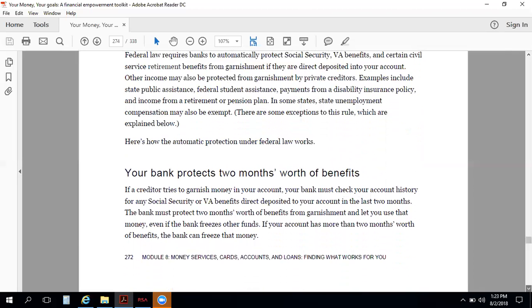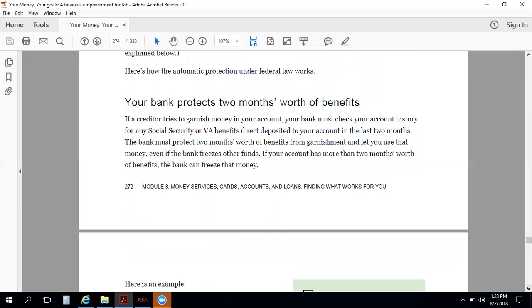The way that it works is the bank protects 2 months' worth of benefits. So if a creditor tries to garnish money from an account, the bank must check the account history for any Social Security or VA benefits deposited into the account for the last 2 months. So the money that's deposited, if it's VA or SSI for the last 2 months, is protected from that garnishment, regardless of where the garnishment comes from. So the bank has to set that money aside and not allow it to be frozen so the client has money to meet their expenditures.